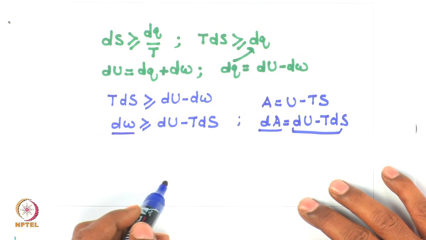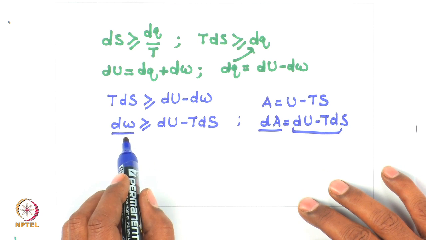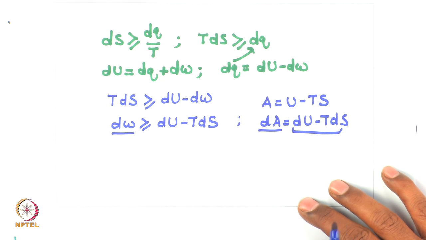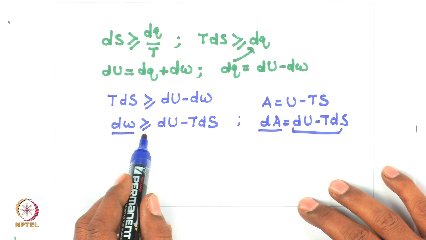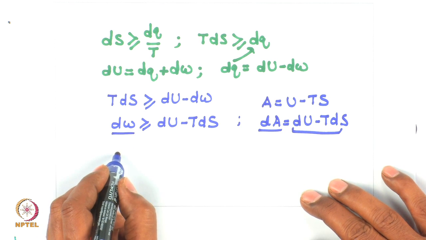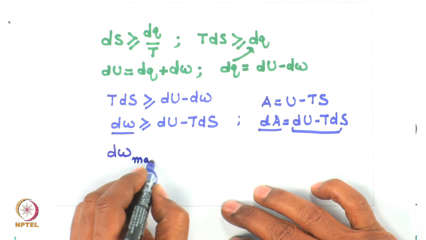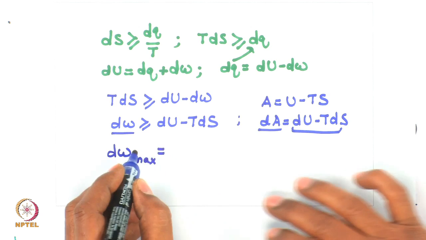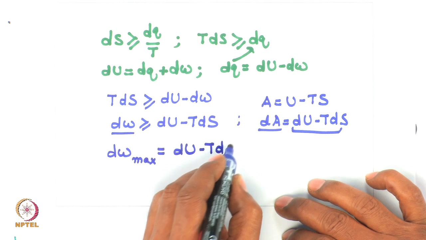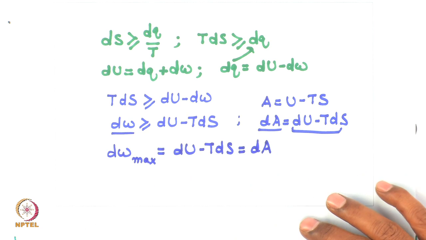According to this inequality, the maximum negative value of dw is possible when we use the equal to sign. Because if we use the greater than sign, then the negative value of dw will be reduced. And therefore, I will write dw max is equal to dU minus TdS, and this is same as dA, of course at constant temperature.